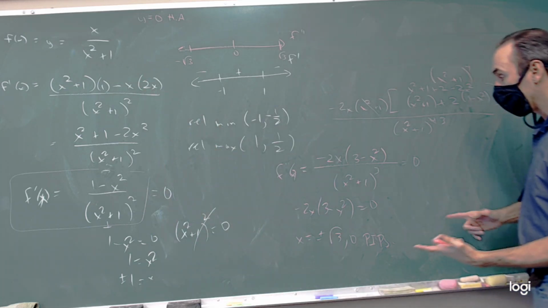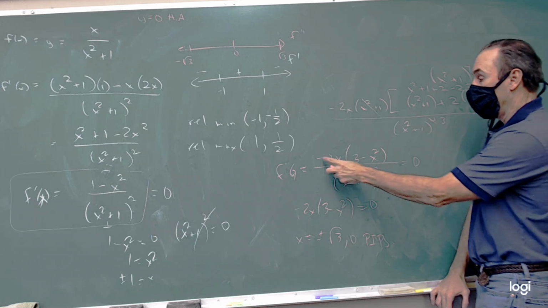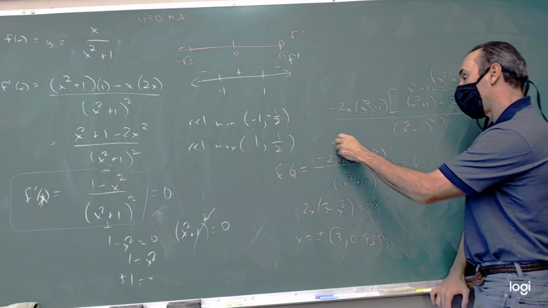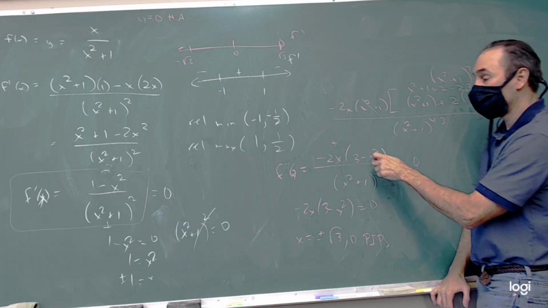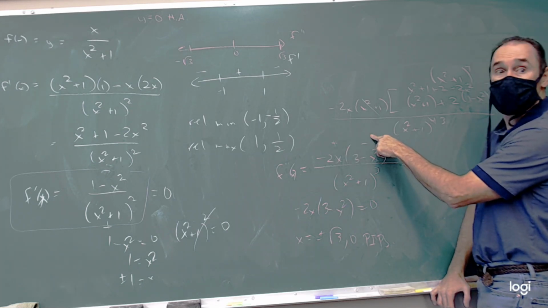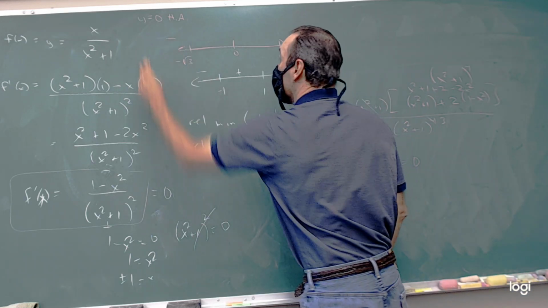If we plug in a negative 2, the denominator is always positive. Negative times a negative is positive. 3 minus negative 2 squared is 4. 3 minus 4 is negative. Positive times negative is negative. We have a negative over a positive, which is going to be negative.